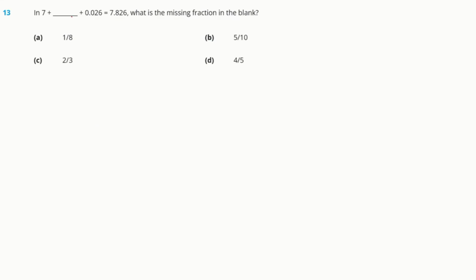Next, question number 13. This is just place value. 7 plus what should come over here? 0.8. 0.8 can be written as 8 by 10 or 4 by 5. That option is the answer.